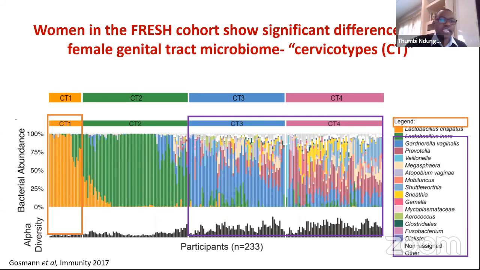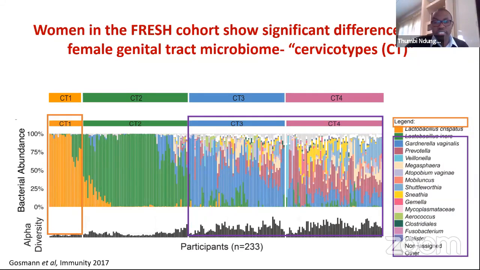As you can see here, in cervical type 1, the women have a dominant Lactobacillus crispatus, whereas in cervical types 3 and 4, for example, they have a much more diverse microbiota. And so the microbiome actually differs significantly from one woman to another.